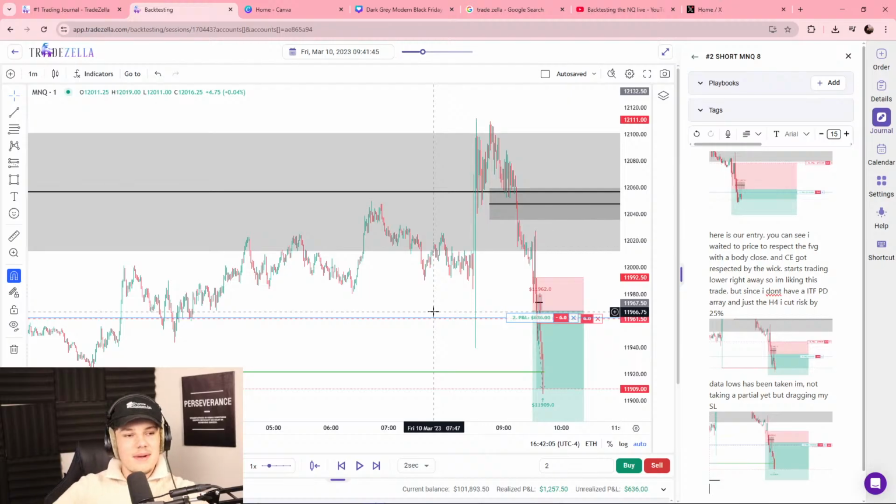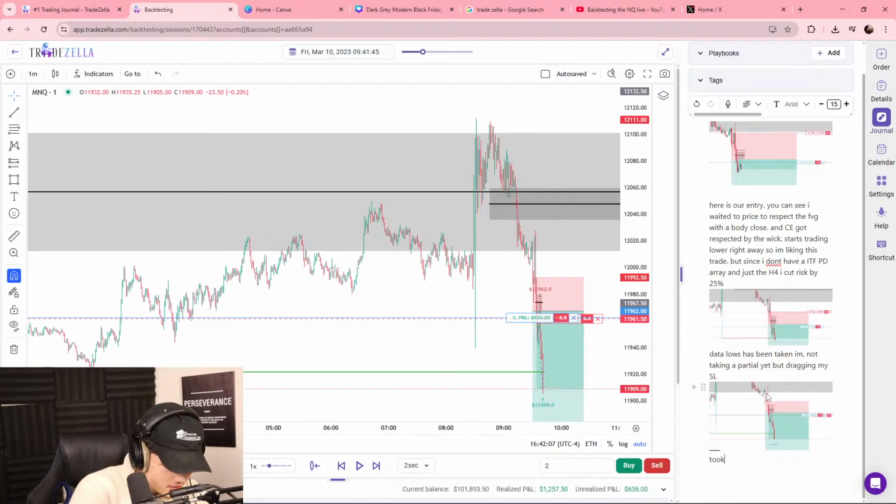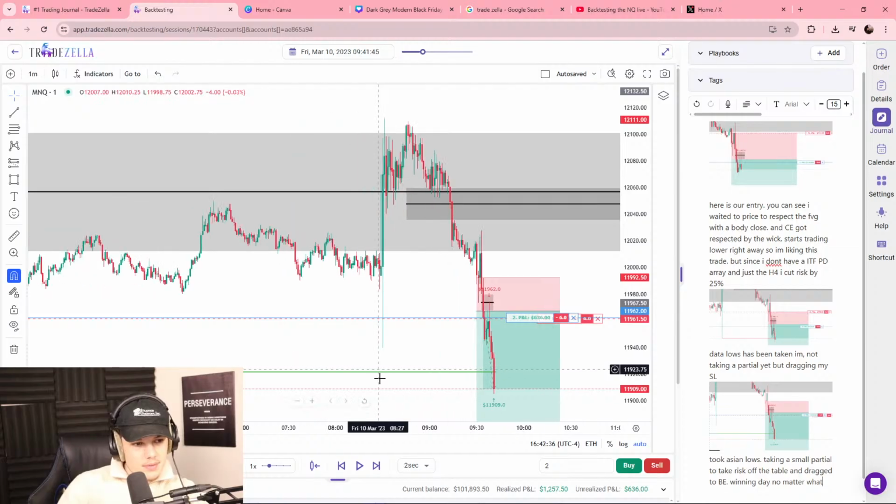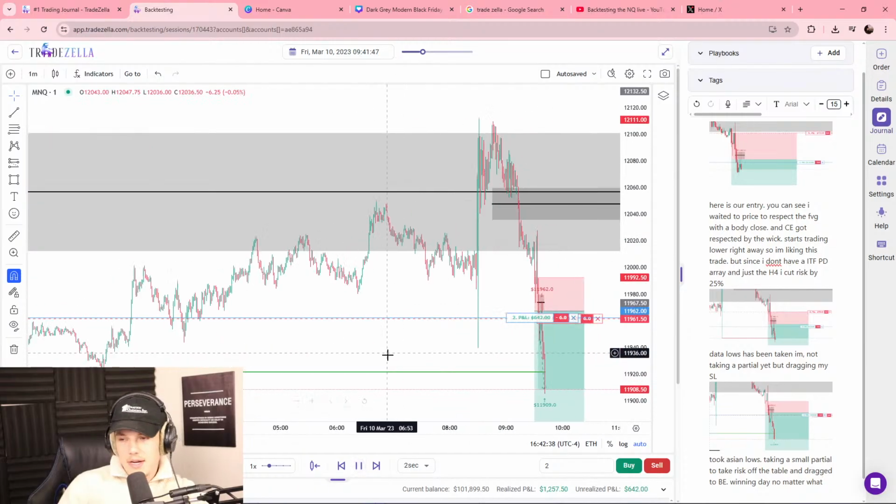It's great. But back to the back testing. Took Asian lows, taking a small partial to take risk off the table and drag to break even. Winning day no matter what. Used $250 partial, I'm pretty sure. Anyways, let's go back to this trade.